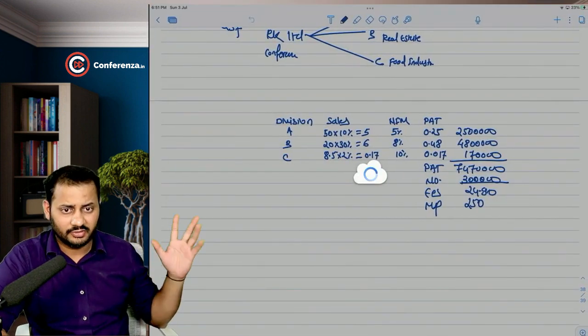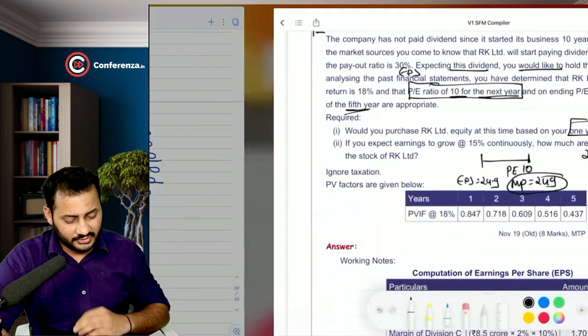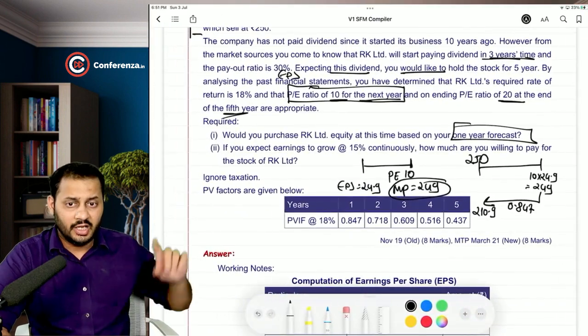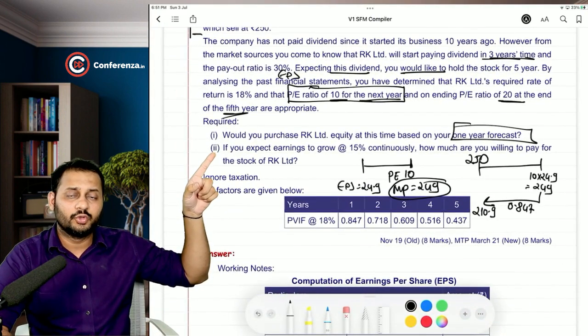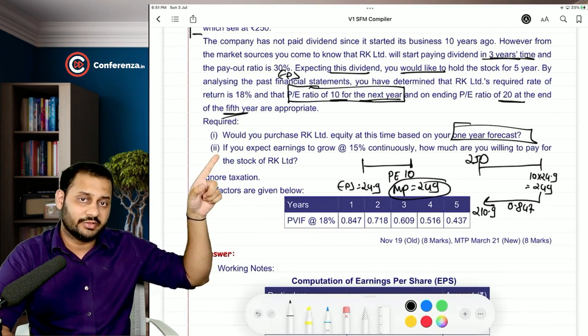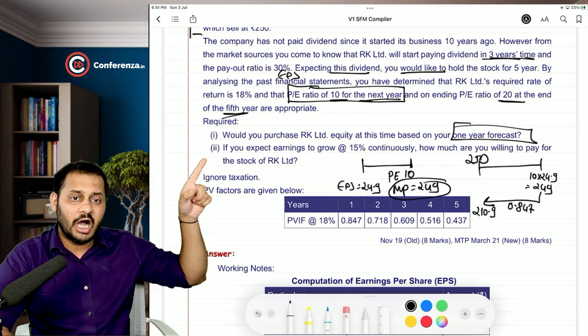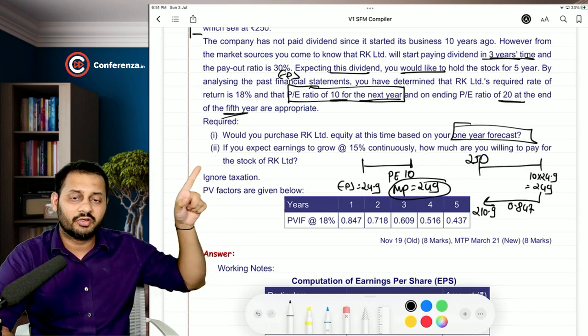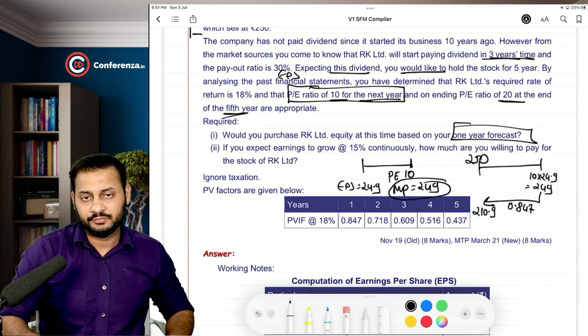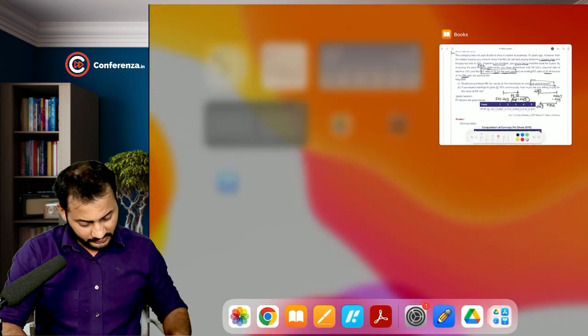So let's just finish our calculation here itself. Now, if you expect the earnings to grow at 15% continuously, how much are you willing to pay for the stock of RK Limited?